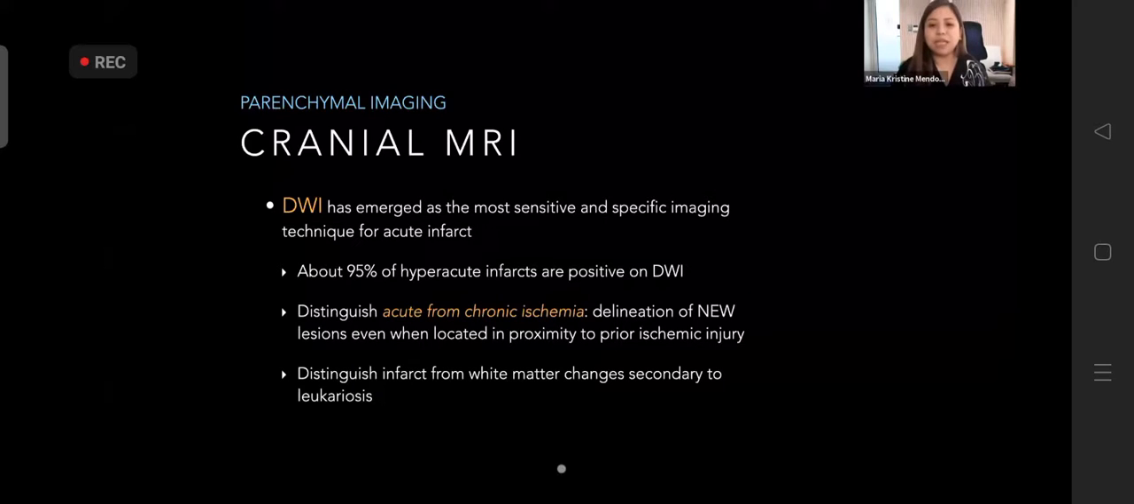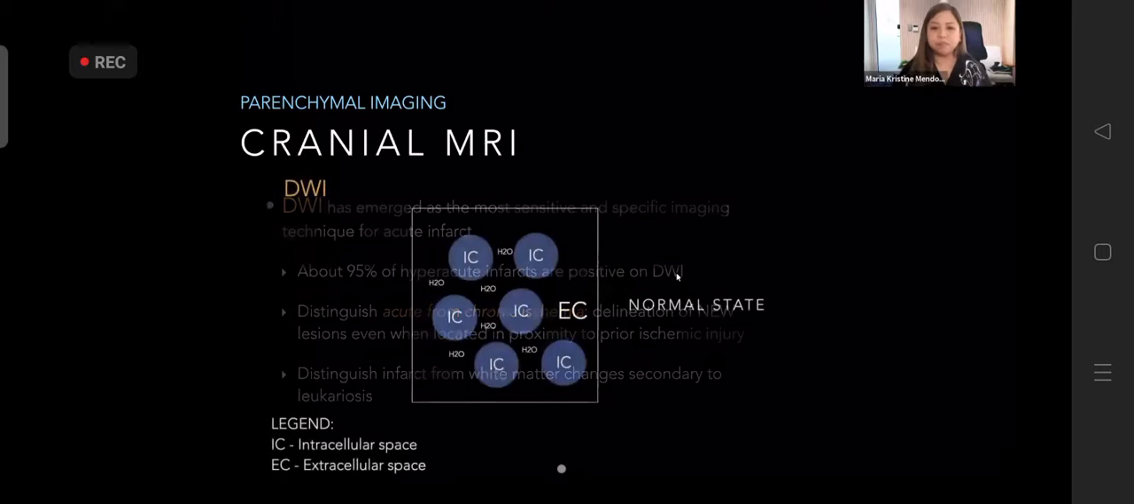DWI. And another advantage is that it can actually distinguish acute from chronic ischemia. Okay, so there may be new lesions located in the proximity of a prior ischemic injury, which you cannot anymore delineate using CT, but cranial MRI, particularly the diffusion weighted image, will be able to map out that involved area. As I have said, a pitfall of CT scan would be the presence of white matter changes. DWI will also help you distinguish infarcts from just microvascular ischemic changes or white matter hyperintensities.